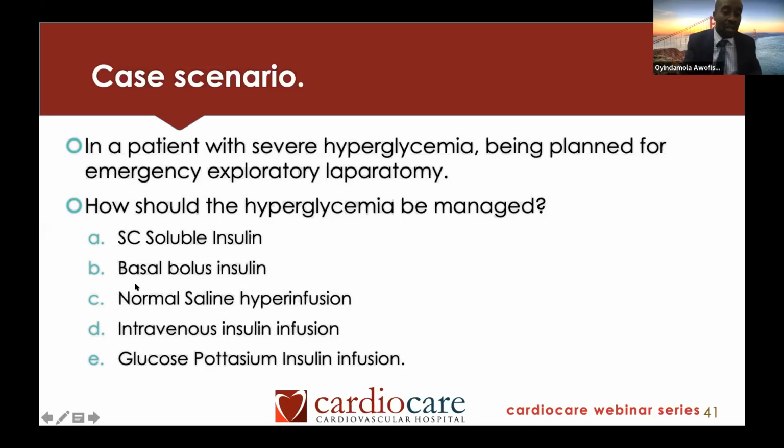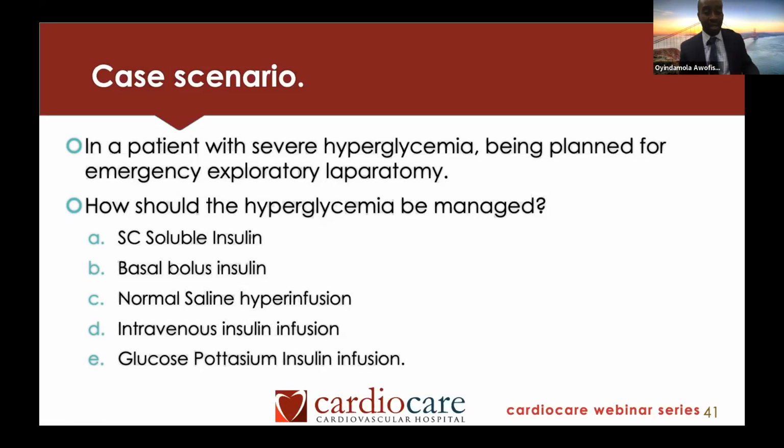But the first three options would not be appropriate. You can't use sub-Q soluble insulin only in a patient that is critically ill. Number one, the time for absorption is going to be very slow. You need to get this patient for surgery, and you cannot fine-tune the action of sub-Q soluble insulin. You have it for 8 hours. Once it's there, it's there. Unlike intravenous insulin, where if the glucose is going low, you can quickly reduce it, and if it's going high, you can quickly increase it. So you don't have that control, and any sub-Q form of insulin will not be appropriate for this patient.